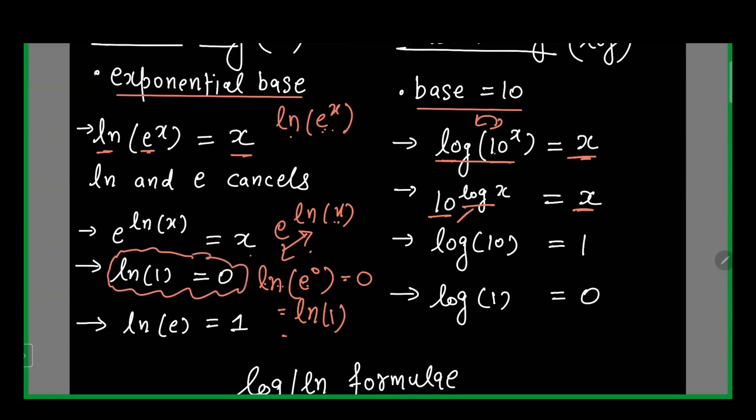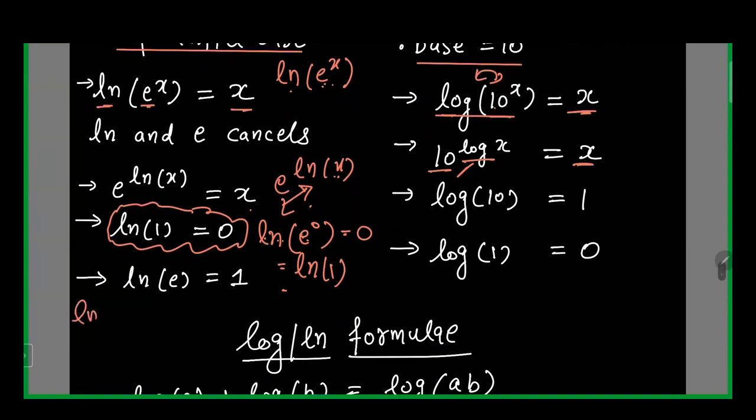So I will repeat this again. ln 1 can be written as ln e raised to 0. And now ln and e will cancel out, so you will be remaining with 0. That is why ln 1 is 0. Similarly, what about ln e? So ln e can be written as ln e raised to 1. So ln and e will cancel out, so you will be remaining with 1. So you can see ln e is 1.